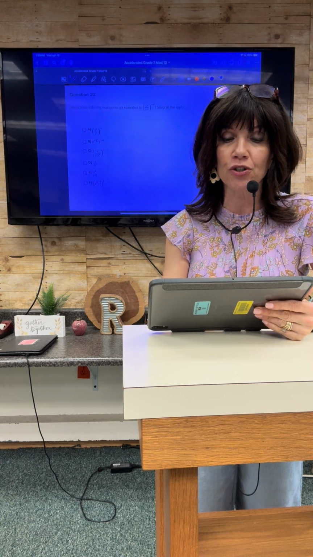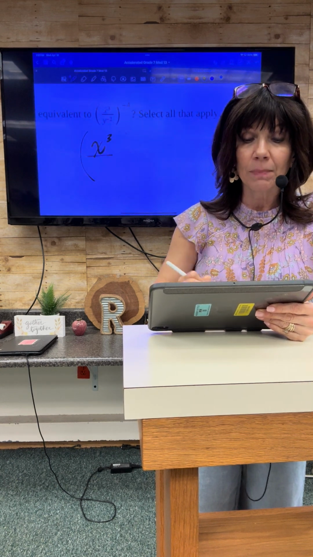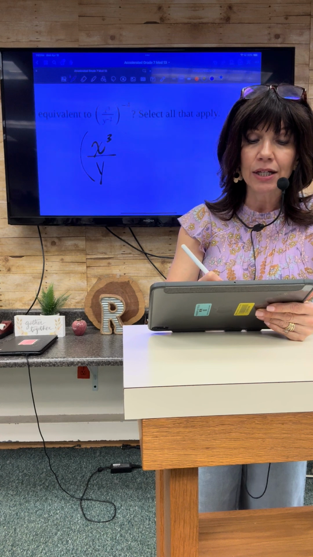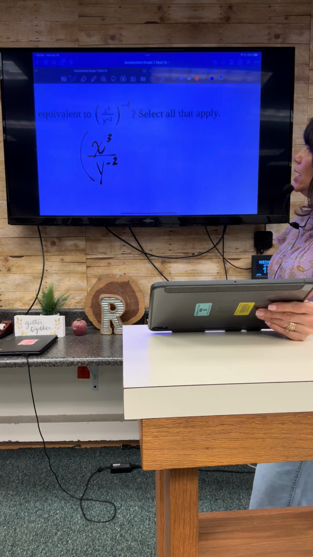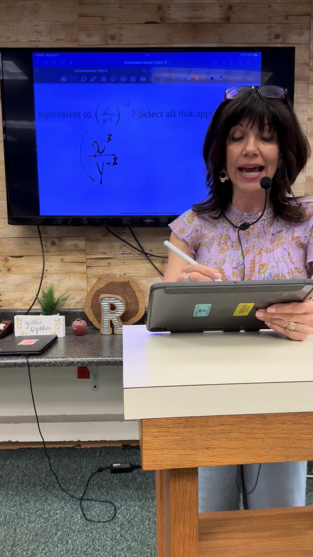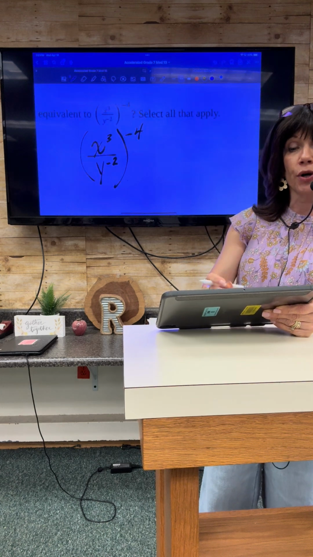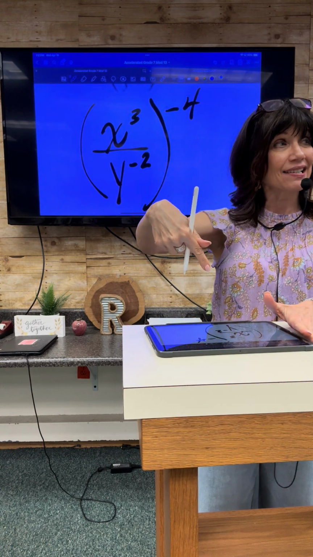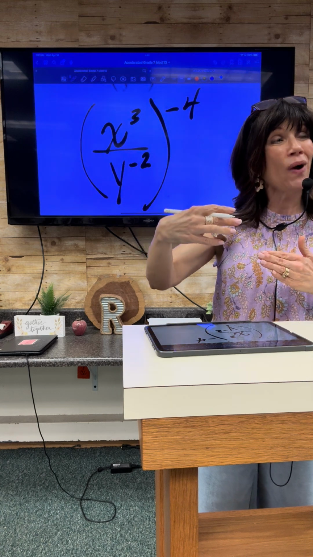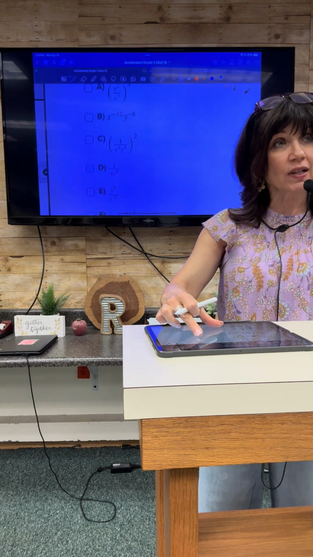Which of the following expressions are equivalent to, guys, you need to practice this, x to the 3rd power over y to the -2 power, and both of those raised to the -4th power. I shouldn't have said x over 3. So here's what you want to do right away. You want to simplify this and then see how many ways it could be written to equal any of the options they give you down below.